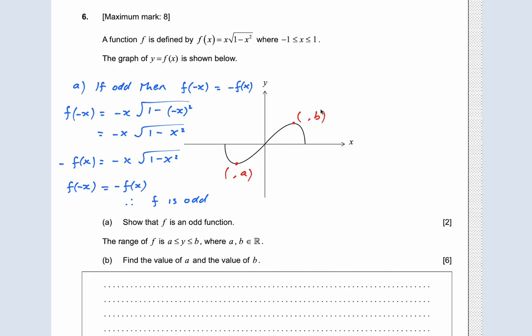Now I've put the coordinates because it's important, guys, you recognize that A and B are the y coordinates because it's the range. So the range goes from here to here. Okay, now how do I find these coordinates? Well, they're turning points. So what do we do at a turning point? Well, it's where the derivative equals 0. So I'm going to get this function, differentiate it, set the derivative equal to 0, get two solutions, and then I need to get the y coordinate, so just be careful.